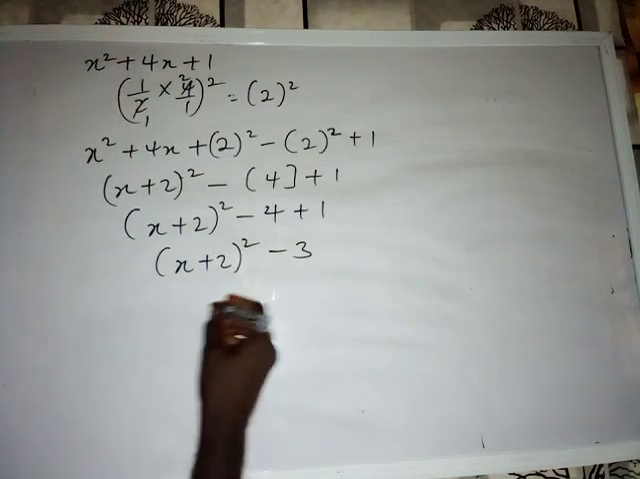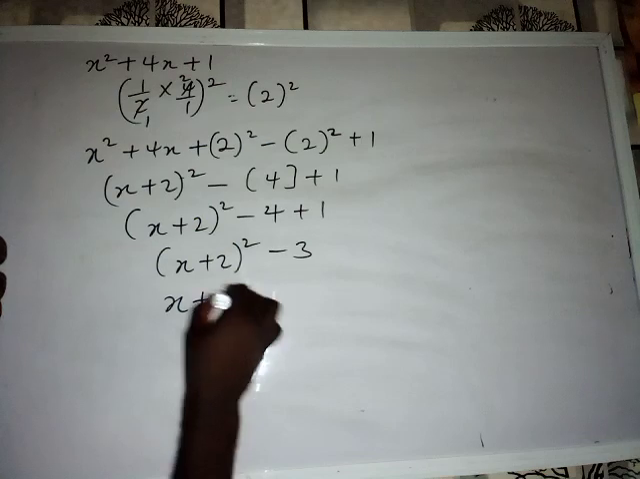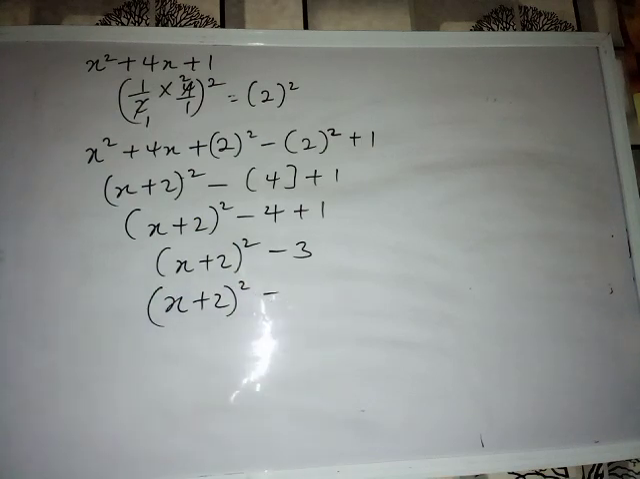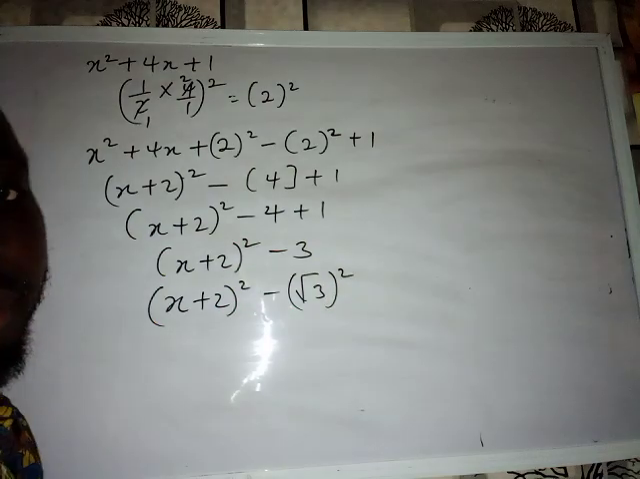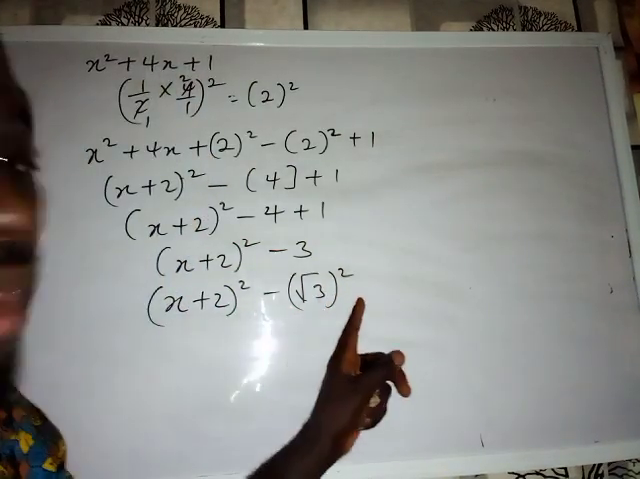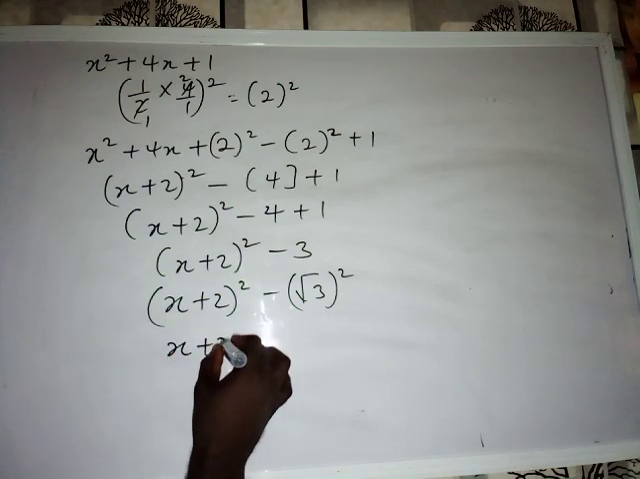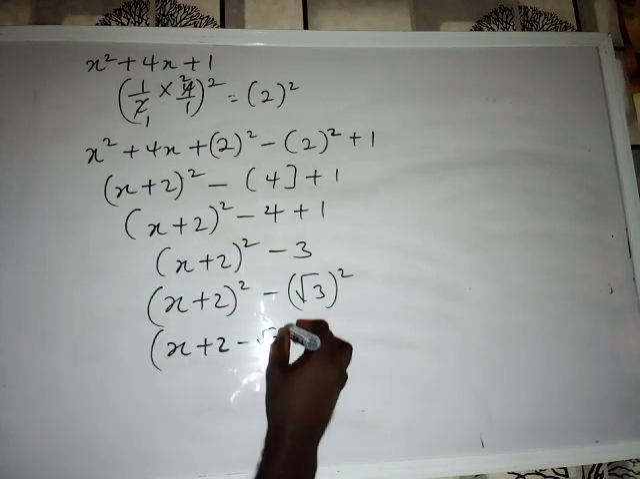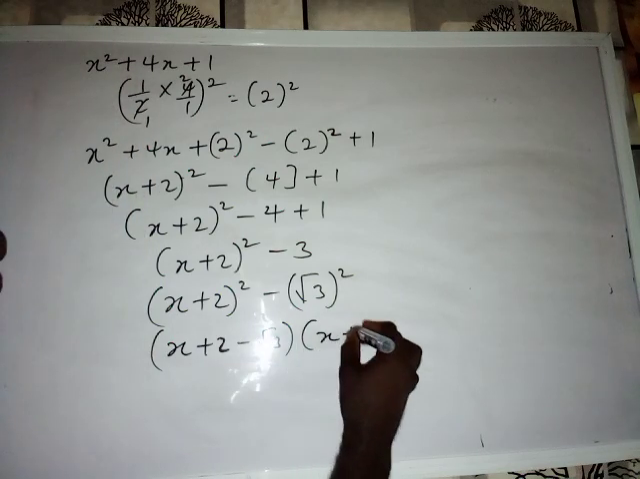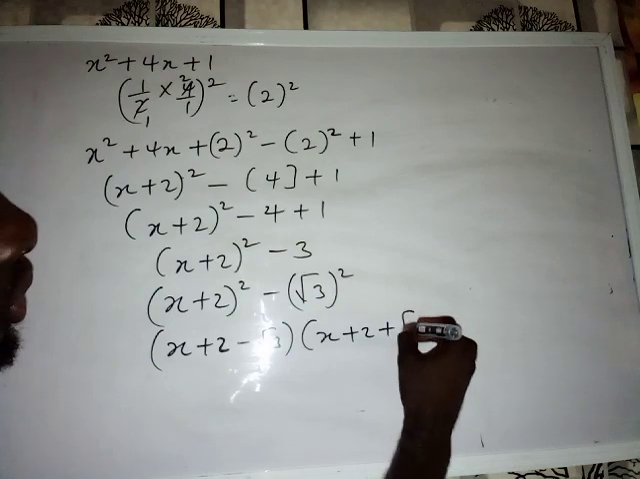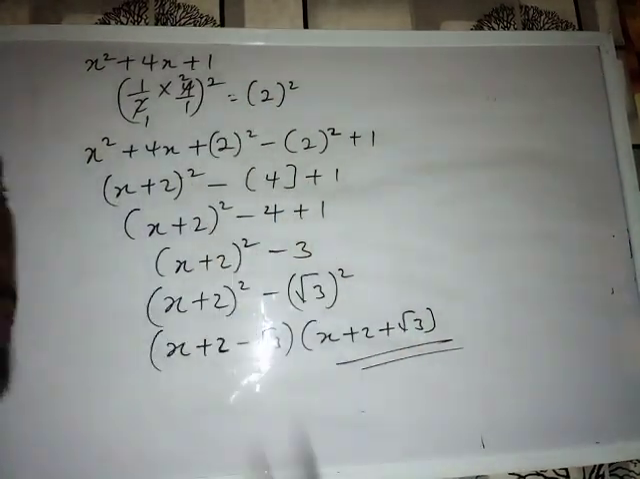Then we have to make this one a difference of 2 squares. This is now x plus 2 all square minus square root of 3 all square. Now it's a difference of 2 squares. So I take the negative part: x plus 2 minus root 3 in bracket, then x plus 2 plus root 3 in bracket, and this is the factorization of this expression.